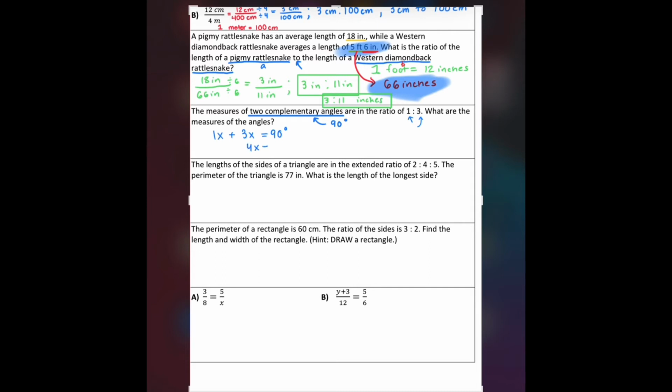I'm going to combine like terms and get 4x is equal to 90, and divide both sides by 4, which gives me 22.5 degrees. Now that's my first measure. My second measure is 3 times that, which is 67.5 degrees. And that total should add up to 90 because they are complementary, which it does, and that's a good way to check your work here.